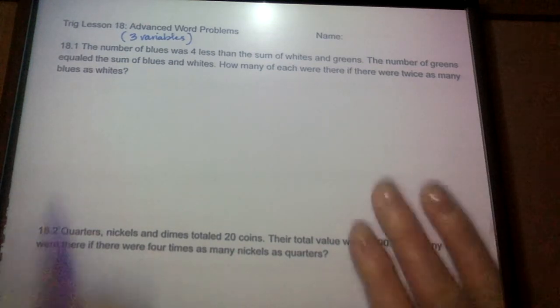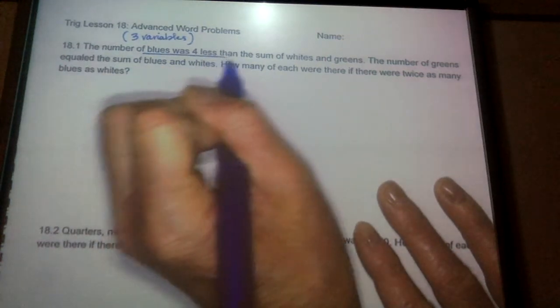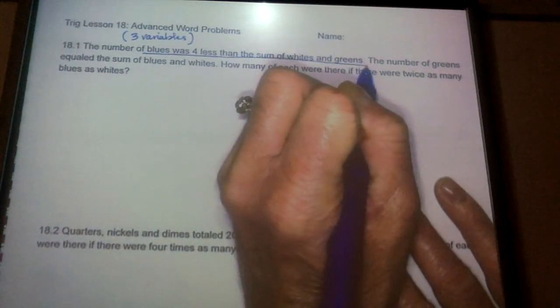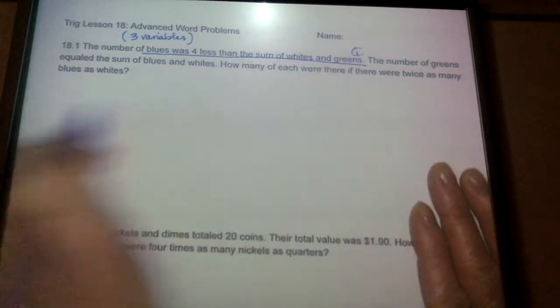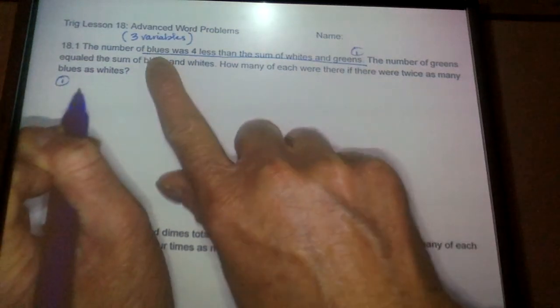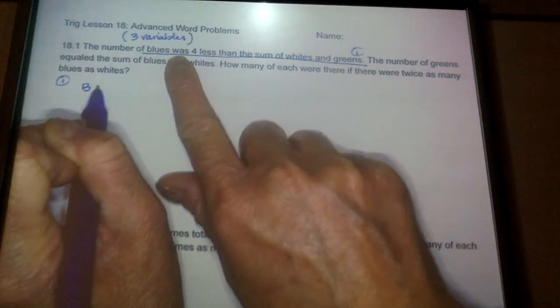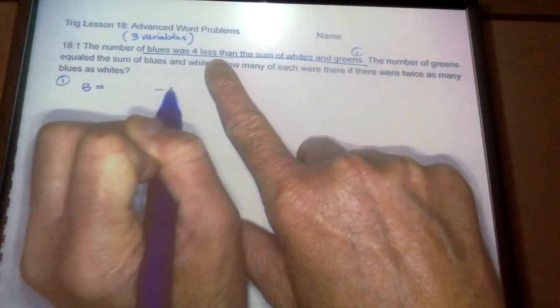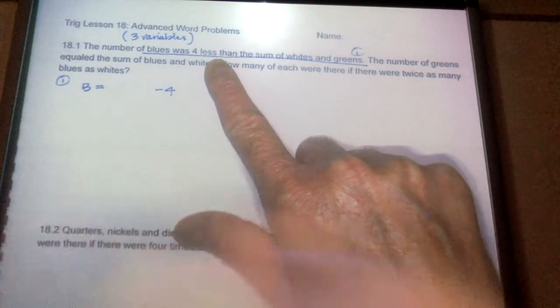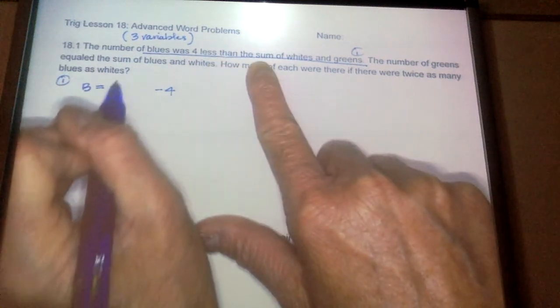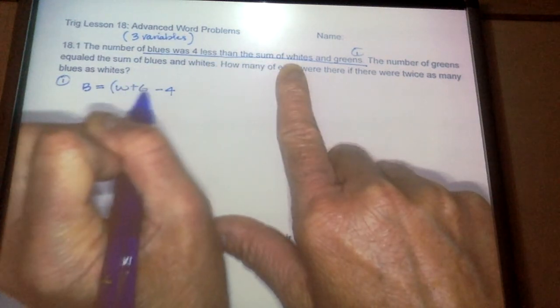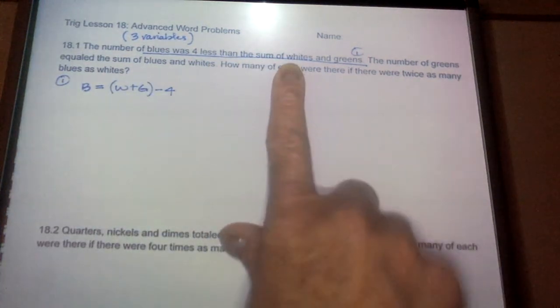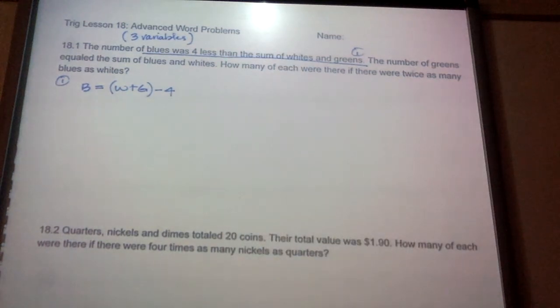So here we go. The number of blues was 4 less than the sum of whites and greens. So there's equation number 1. Blues was 4 less than, meaning that should be at the end. Less than means it needs to be after the sum of whites and greens. Okay, so notice I'm using B for blues, W for white, and G for greens.